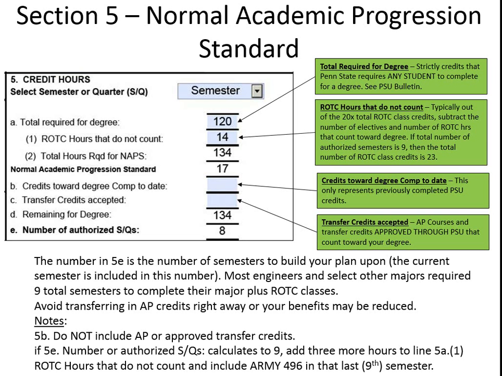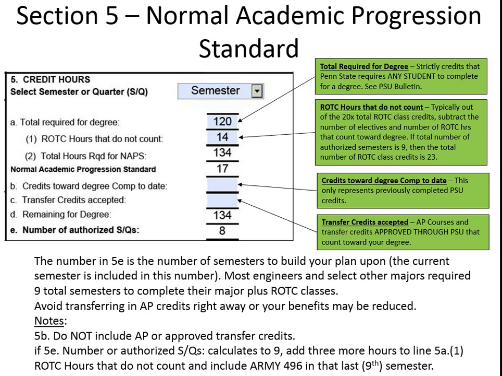Enter this into 5A. For Block 5A1, most students will take 20 credits of ROTC. If your major specifically states that only X number of credits may count toward your degree, take 20 and subtract X. In this example, only 6 credits count, thus 20 minus 6 equals 14 for Block 5A1. Review your worksheet and count how many credits of ROTC you used for electives and subtract that number from 20.